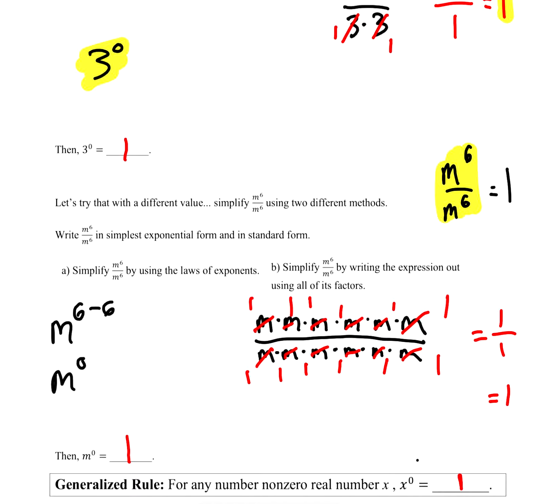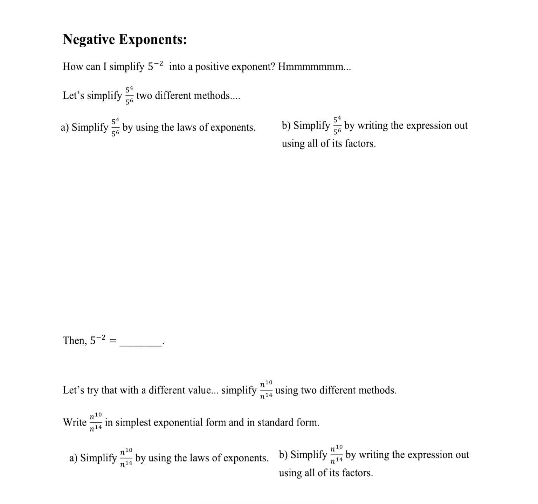Let's go to the next page and check out the negative exponents. So we're going to look at how I can simplify 5 to negative 2 so that it has a positive exponent instead of the negative exponent that it has. In order to do that, we are going to look at 5 to the 4th over 5 to the 6th.